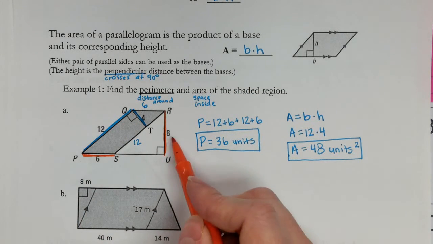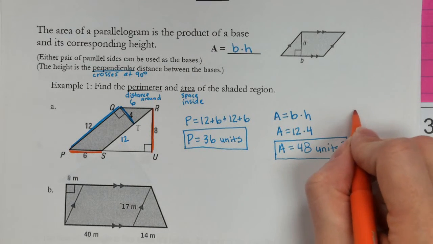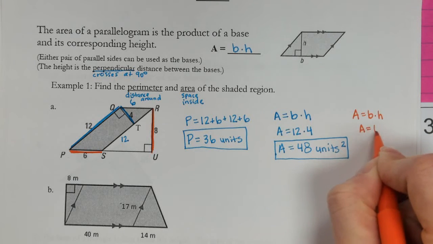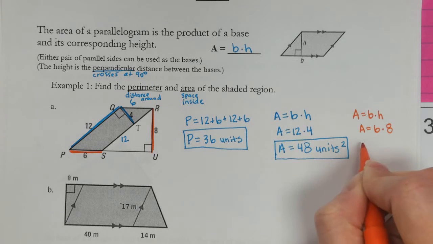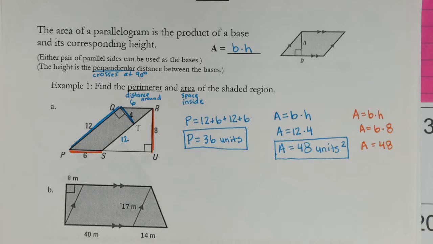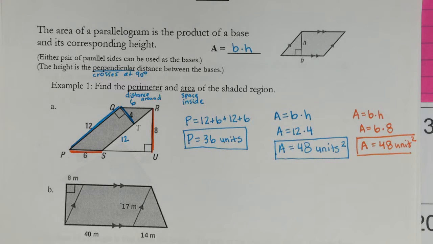So I could have used 6 and 8 instead, and I'm just going to show that on the side to show you that you get the same number. So remember, base times height. If I used a base of 6, and if I used the height of 8, 6 times 8 is still 48. So it would still work out, and we're still doing area, so units squared. So in this parallelogram, you had an option of which base to use. You don't always have that option, because you don't always have two 90-degree angles given, but in this one you did have that.